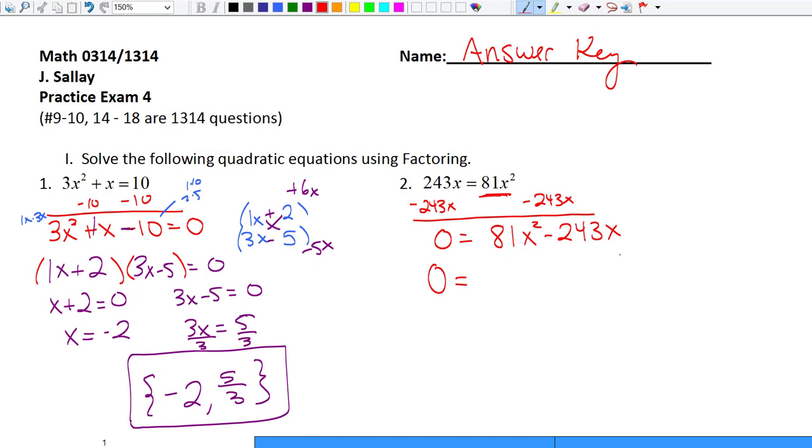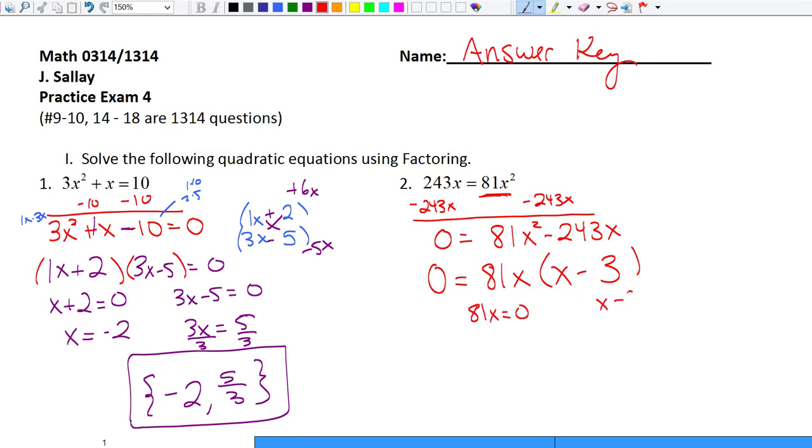This is just a GCF. What can come out of 81 and 243? Well, they both can be divided by 81. What can come out of x squared and x? X. That's as simple as it is. So 81 divided by 81 is 1. X squared divided by x is x. Negative 243 divided by 81, that's negative 3. And then x is divided out. And that's as simple as it gets. But a lot of times people do some very creative math, and that's wrong here.